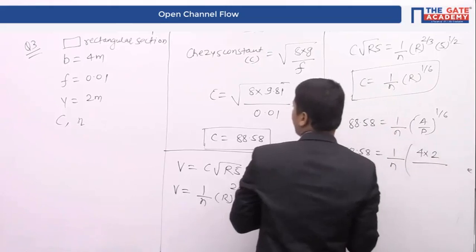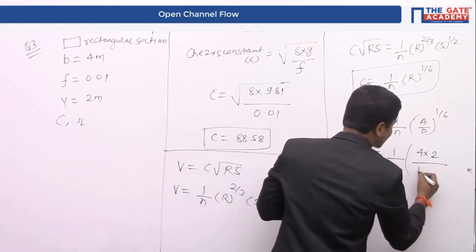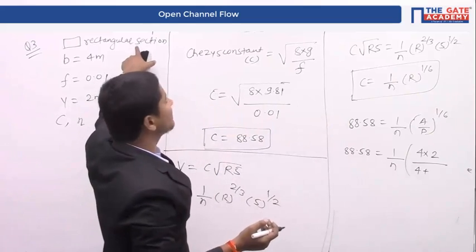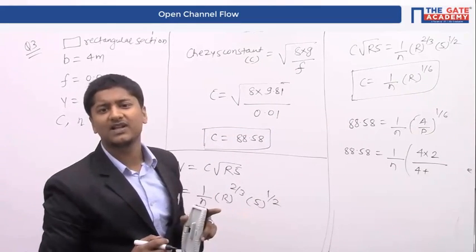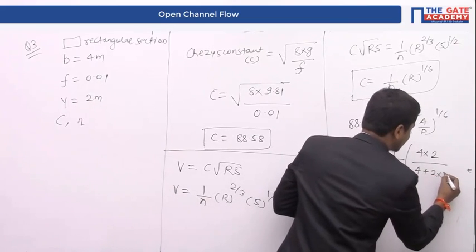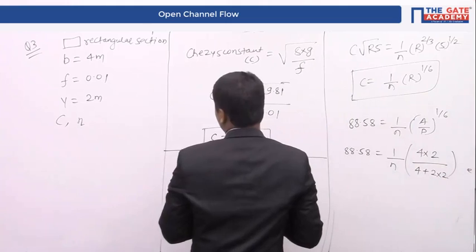Upon perimeter, what will it be? B plus 2y. Perimeter for a rectangular section. As it is mentioned, it is a rectangular section, so perimeter will be b plus 2y. So b is 4, plus 2 into y, that is 2. So finally, what value will you get?